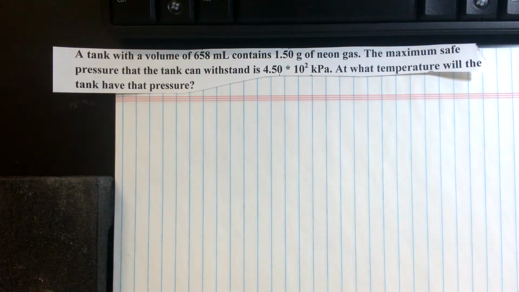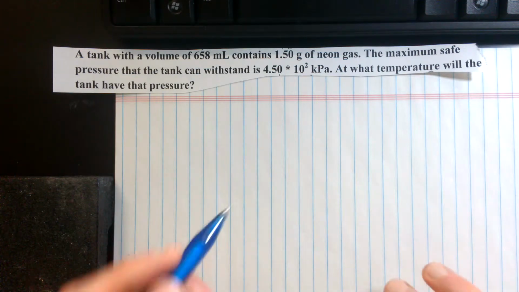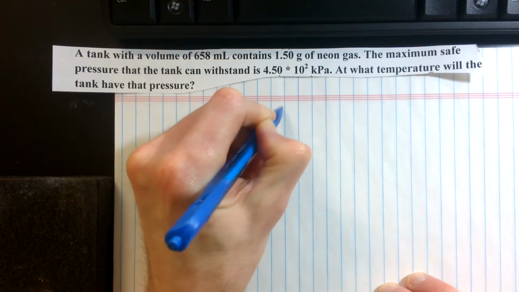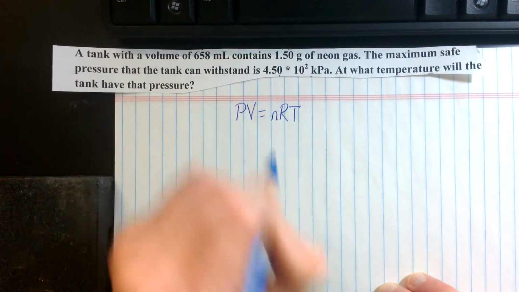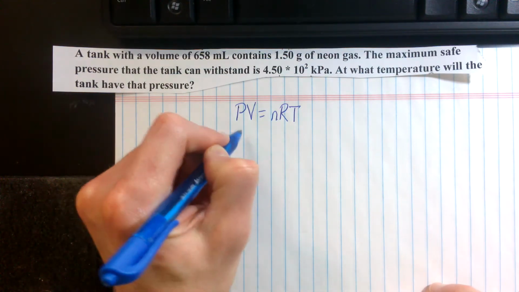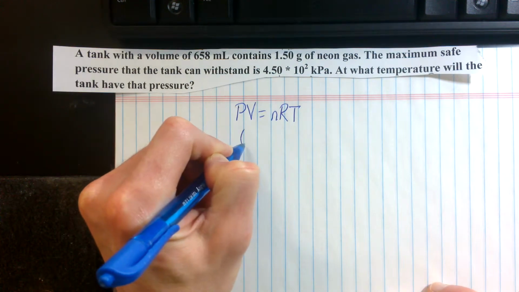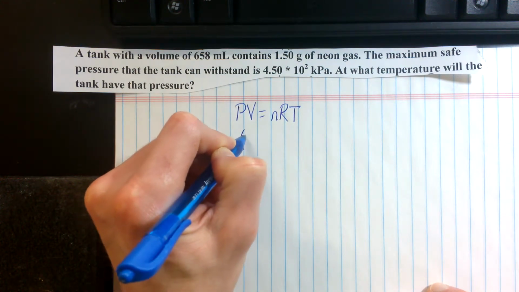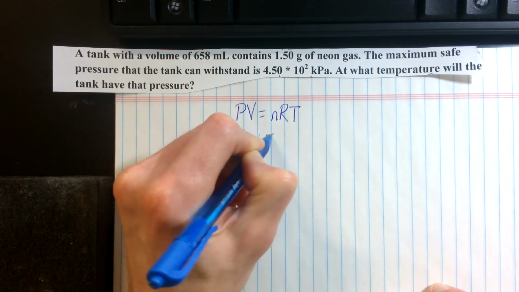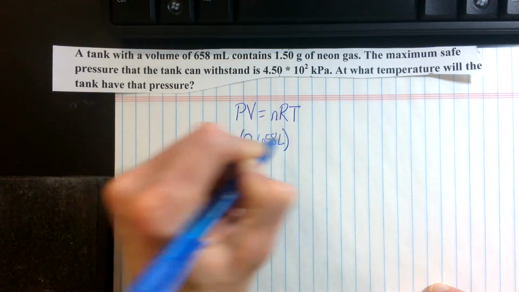Okay, let's have a second example of the ideal gas law. So let's first again write our equation. PV equals nRT. Now it says a tank with a volume of 658 milliliters. Okay, there's our volume, but that's in milliliters. We have to use liters with the ideal gas law. So 0.658 liters is our volume.